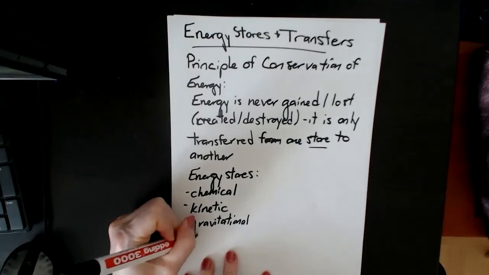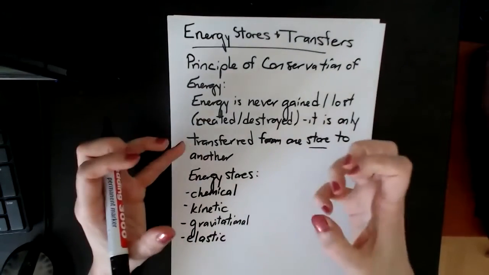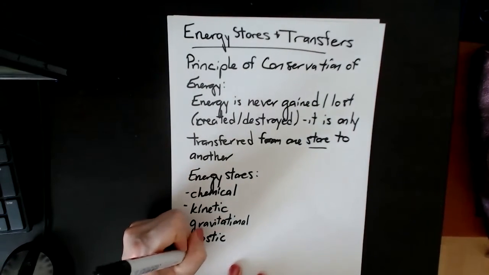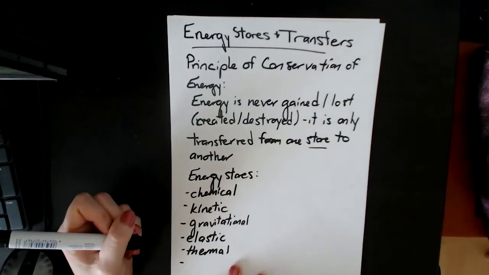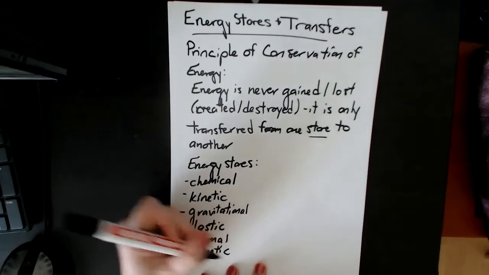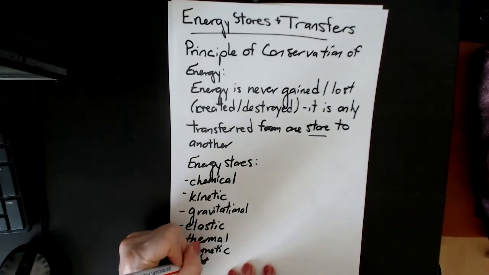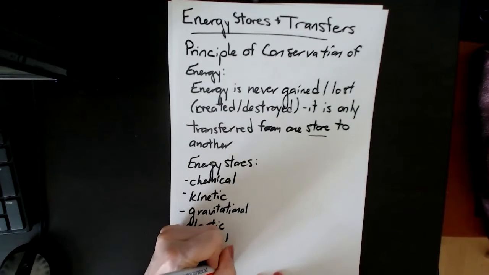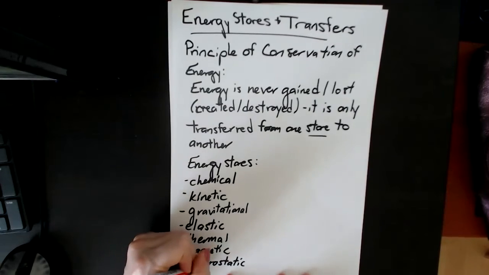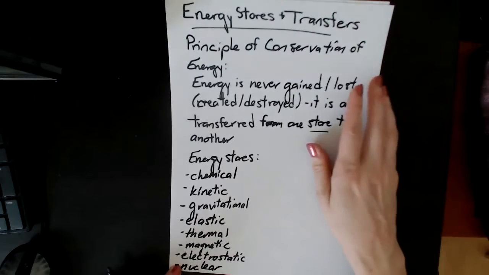There's elastic energy. This is the energy that's stored within a spring, whether it's compressed or stretched. Either way, it has energy stored within it. Thermal is heat energy. Then you have magnetic. Think about north and south poles. They attract, or if they're the same, they repel each other. The same idea applies to electrostatic. This is the idea that positive and negative charges attract. If they're like charges, they repel. And the last one, if I can fit it in, is nuclear. This is literally the energy that is contained within the nucleus of an atom.